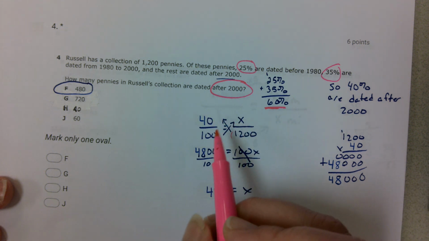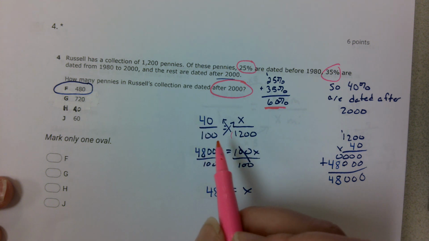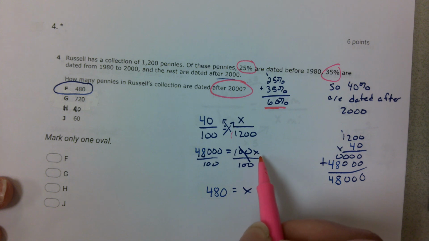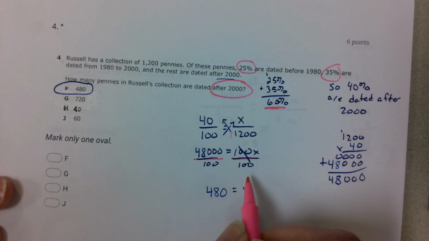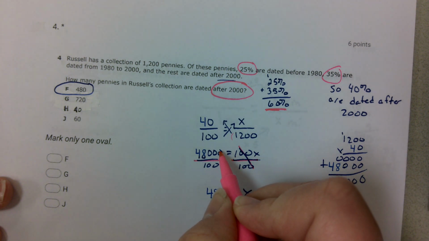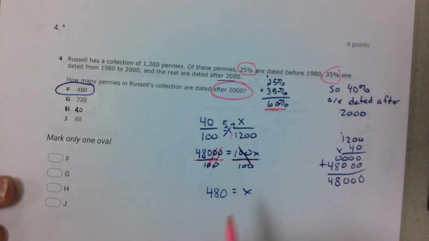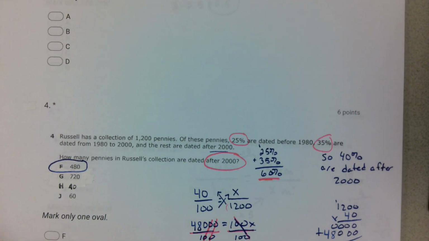I cross multiplied and I got 40 times 1,200 is 48,000. 100 times x is 100x. Divide by 100 to get x by itself. You can do this out, or you can see those zeros there, and we have 480 is equal to x, so F, 480.